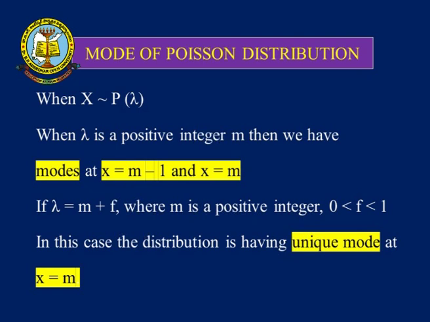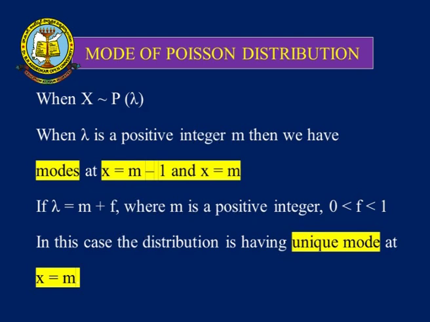That means the mode gives two values. When lambda is a positive integer, we get two modes: x is equal to m minus 1 and x is equal to m. If lambda is equal to m plus f, where m is a positive integer and f lies between 0 and 1, in this case the distribution has a unique mode at x is equal to m.